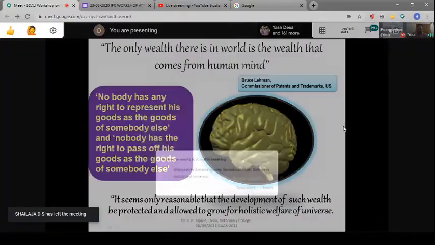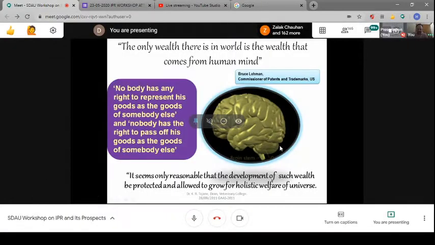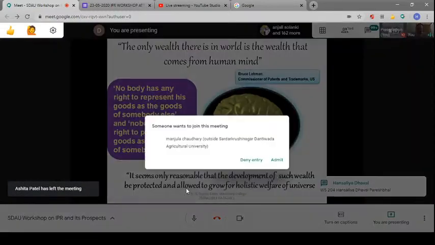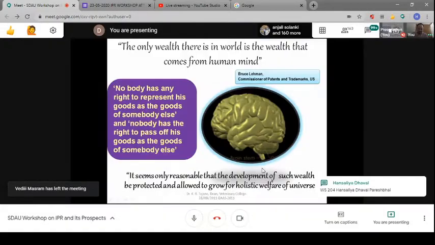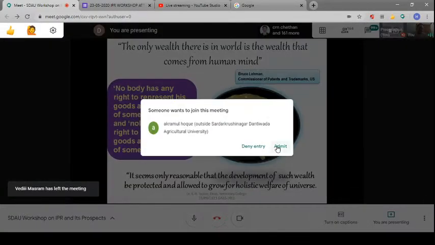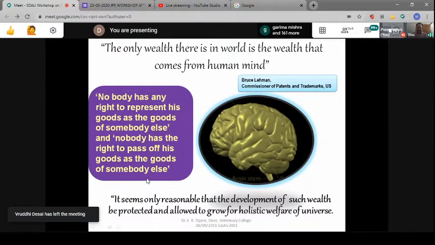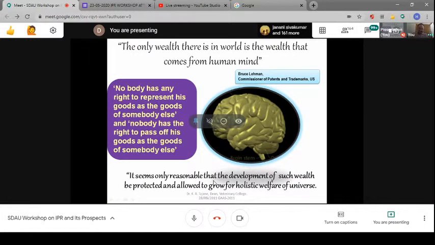Now look at another sentence: it seems only reasonable that the development of such wealth be protected and allowed to grow for the holistic welfare of the universe. That is very important. Look into the words of the sentence, it's very beautiful. You are able to gain the concept and depth of intellectual property.